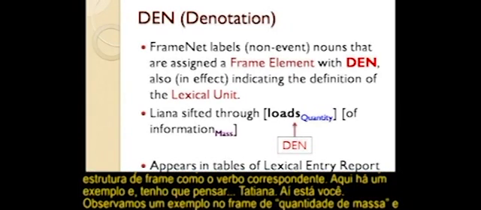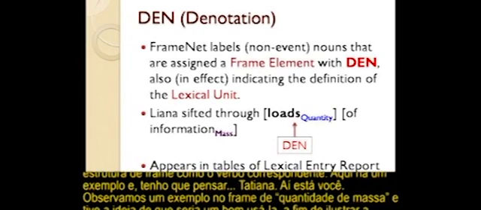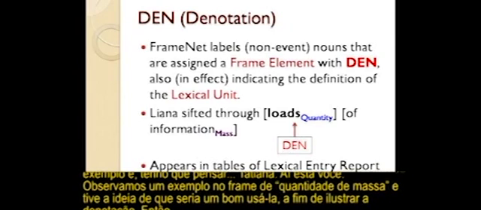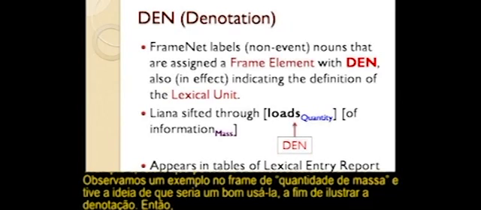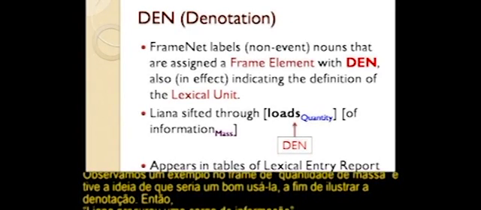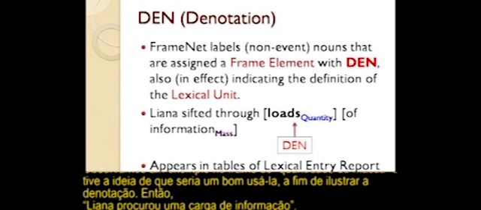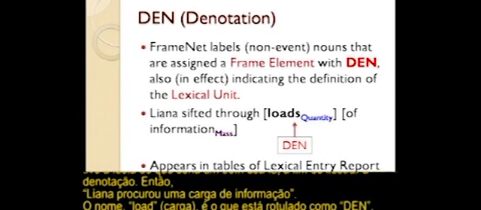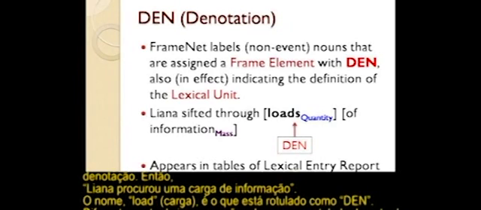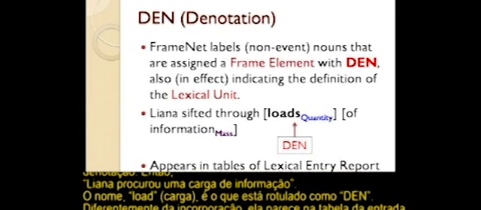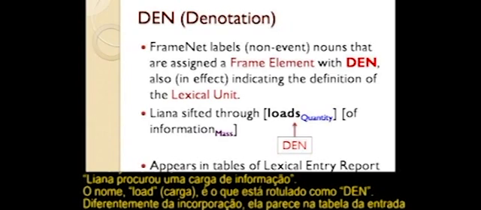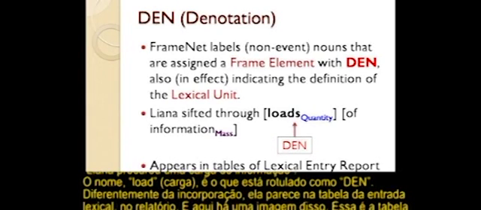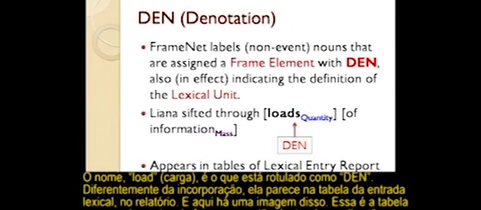So here's an example, and I have to thank Tatiana for it. We looked at the mass quantity frame, and that's what gave me the idea that this would be a good example to use for illustrating denotation. So the example is Liana sifted through, oops, I should have said a load of information. The noun load or loads is what's labeled with DEN, denotation.